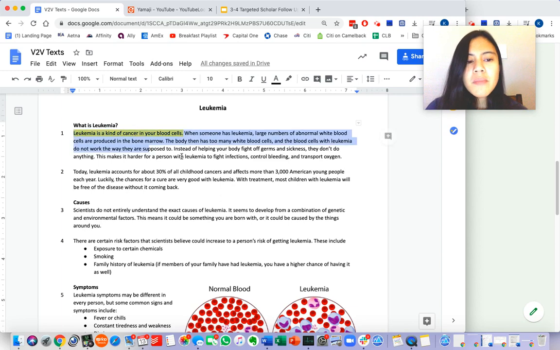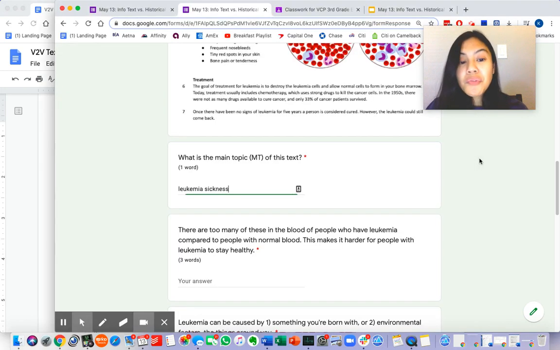Scholars, if someone has leukemia, what does their blood have too much of that causes them to become sick? Tell me. Yes, way to pay attention to those details, friends. The body has too many white blood cells. And when a body has too many white blood cells, it makes it hard for that person to fight off regular sicknesses that you and I can get rid of easily, like having a cold or having a fever. Let's add that to our Google form.